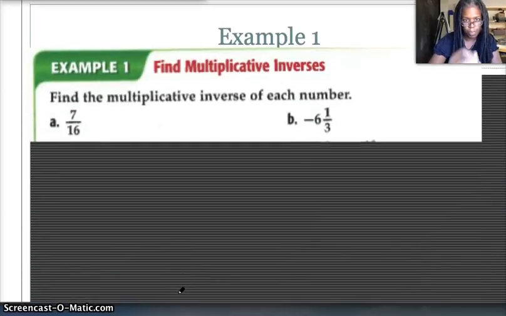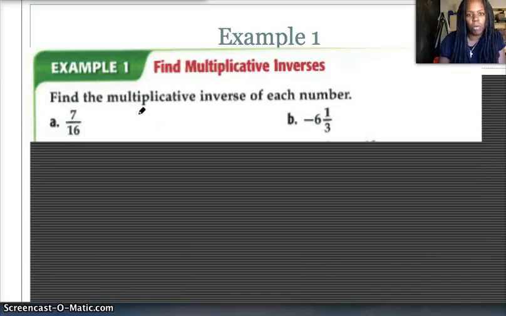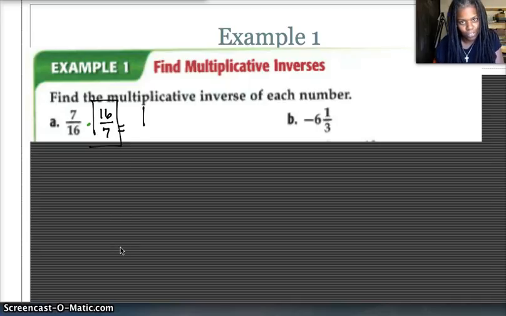Looking at example 1, we need to find the multiplicative inverse of each number. So I need to figure out what I need to multiply 7 over 16 by in order to get 1. Well, since our last discussion, I'm sure that you guys are very comfortable with the fact that it will be its reciprocal, 16 over 7. And because I multiply these two together and I get 1, I recognize that this is indeed the multiplicative inverse.